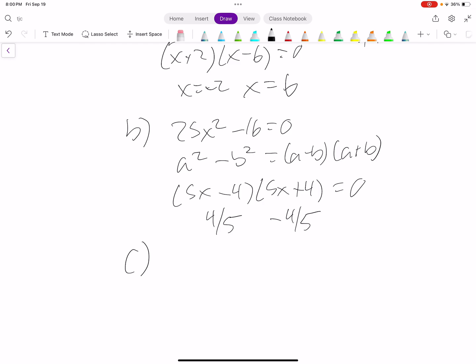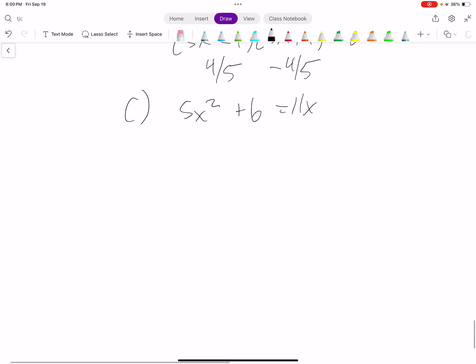C is 5x squared plus 6 equals 11x. Okay. So we're again going to move everything to the left-hand side. When we do that, 11x becomes a negative, so it's 5x squared minus 11x plus 6 equals 0. Now we're going to do the AC method, which we learned in class.